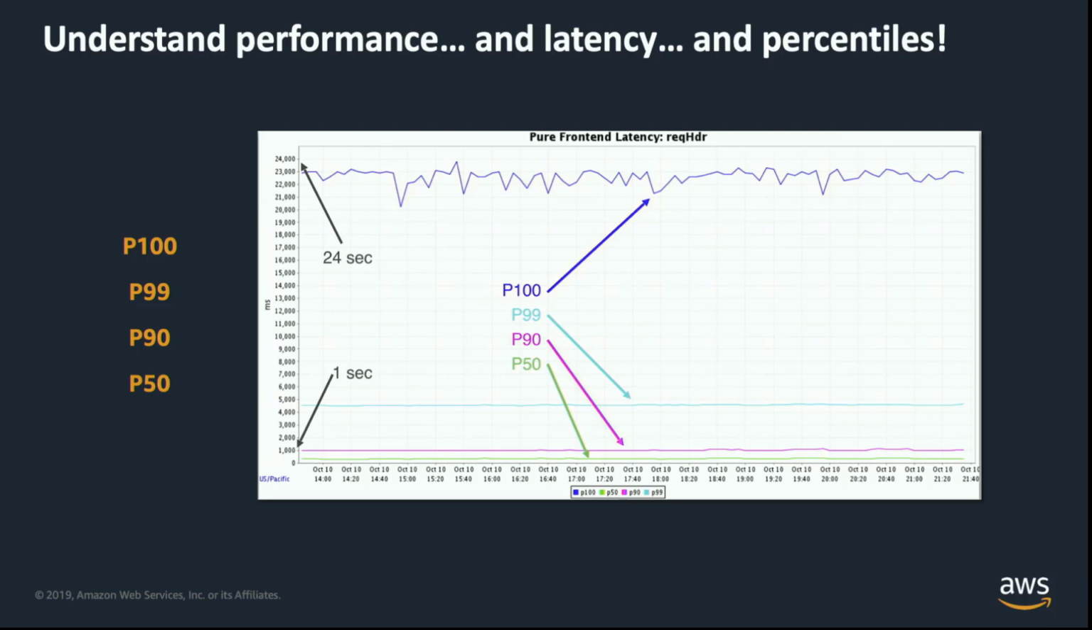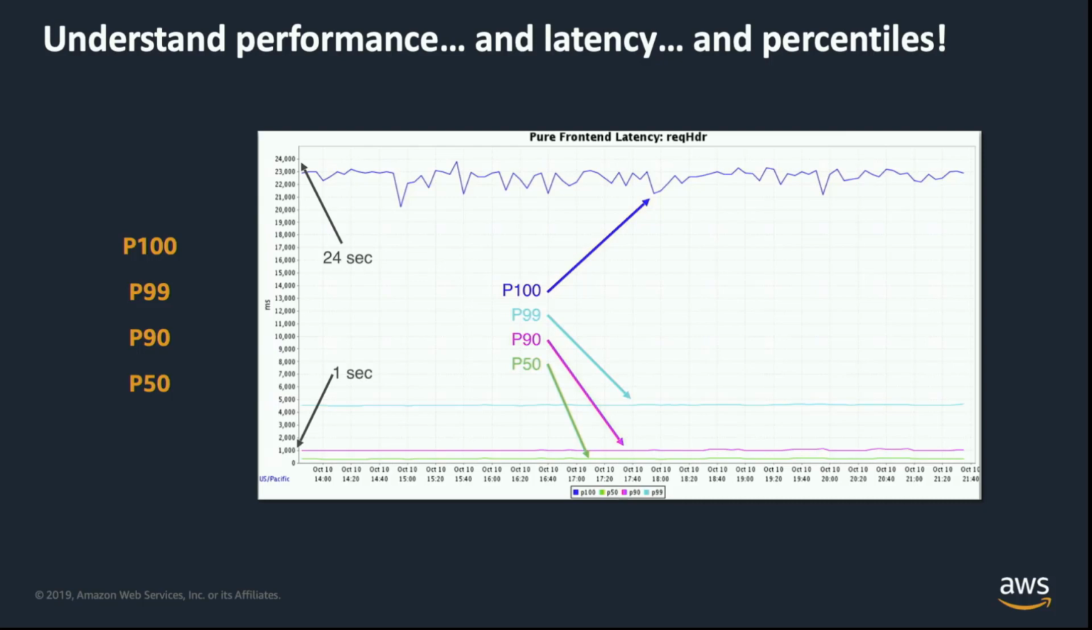So, for example, the P50 means that is the value where 50% of the observations are below that value. And it's normally the median. P90 gives me the value of latency, in this case, where 90% of the observations are below this value. P99 again, and P100 is, of course, the maximum, so the maximum observation that I get.